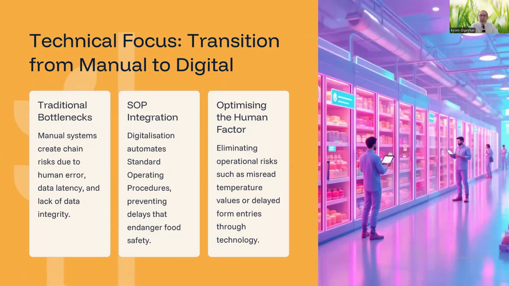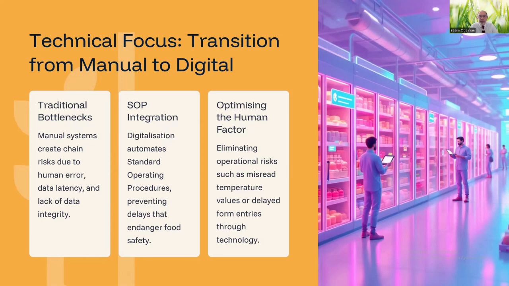When we look through a technical lens, we see that the weakest link in traditional food management is manual records based on human observation. Manual systems create three fundamental bottlenecks in operational processes: human error, data latency, and the lack of data integrity. An inventory clerk misreading a temperature value by a single degree, or a form being entered into the system hours later, causes chain errors that directly threaten food safety and trigger waste.